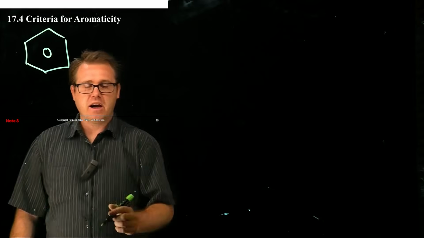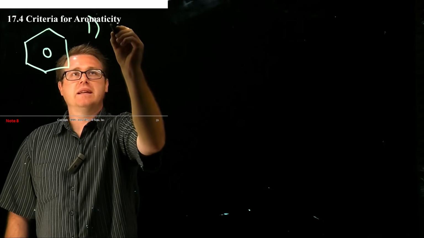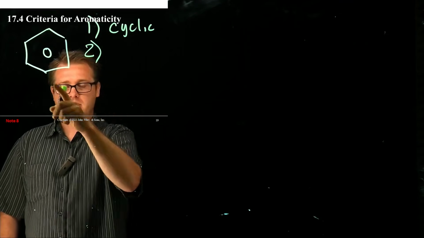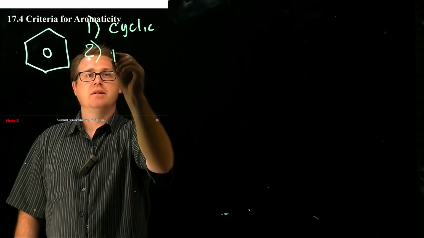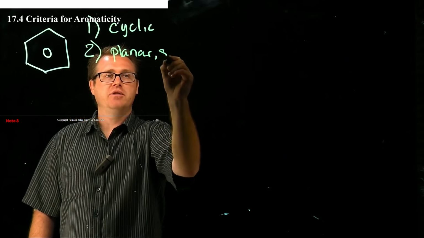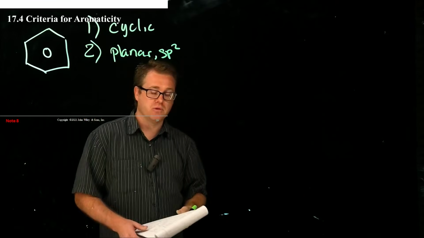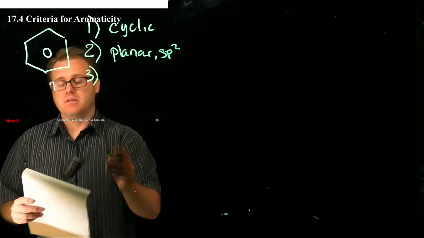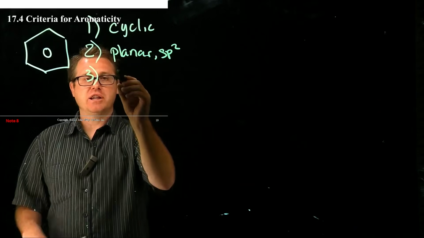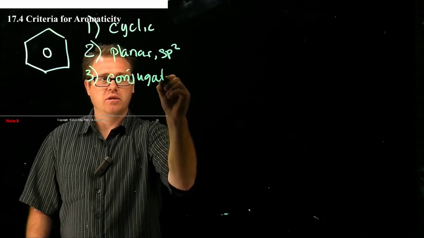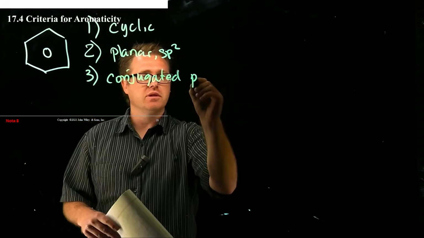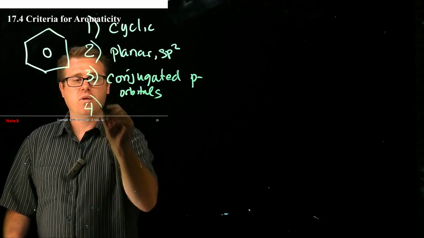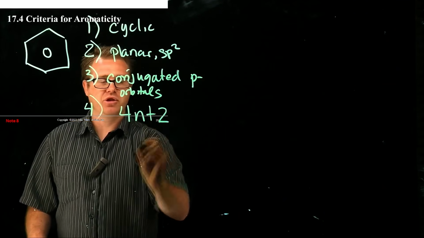Now, is it aromatic? We've got to go through the 4 rules. Is it cyclic? Yes, it is. Are all the carbons sp2 hybridized? And if they're sp2 hybridized, then it means that they're planar. So Hückel's rule says it has to be planar. Rule 3 is conjugated p orbitals. And then 4, it has to satisfy the 4n plus 2 equation.